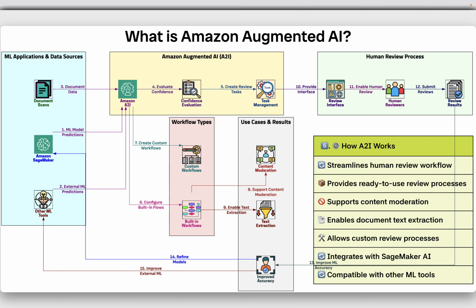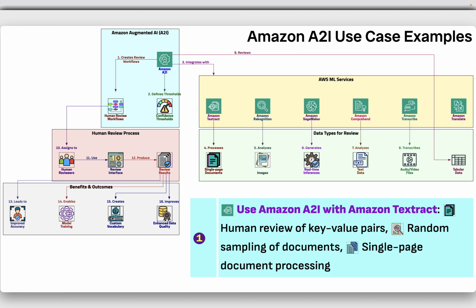So, Amazon A2I use case examples. So first one, use Amazon A2I with Amazon Textract. So you can have humans review important key value pairs in single page documents, or have Amazon Textract randomly sample and send documents from your dataset to humans for review.